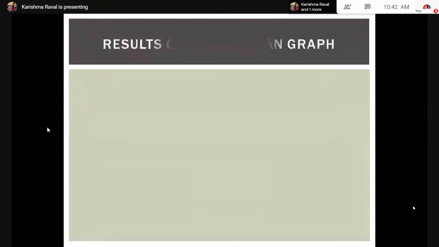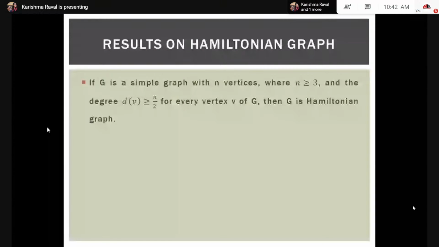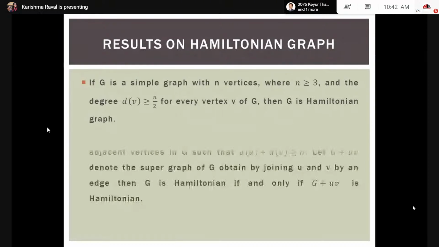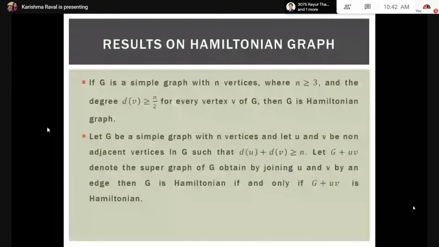The next are a few results on Hamiltonian graphs. If G is a simple graph with n vertices, where n is greater than or equal to 3, and u and v are non-adjacent vertices such that the sum of their degrees is greater than or equal to n, then G plus uv denotes a supergraph of G obtained by joining u and v by an edge. Then G is Hamiltonian if and only if G plus uv is Hamiltonian.